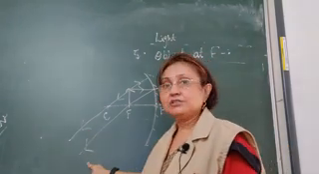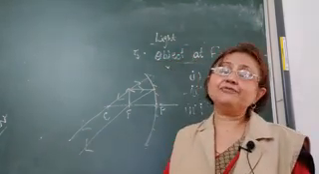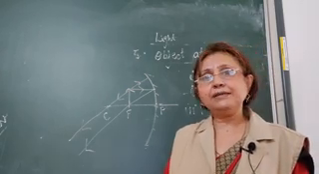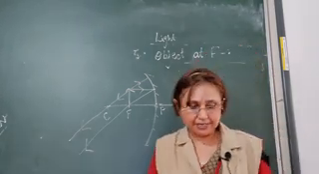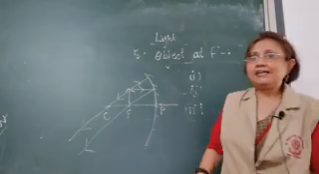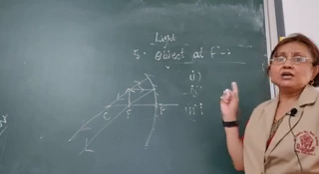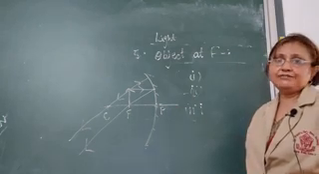And these two rays will actually meet very far away, that is at infinity. So the image will be formed at infinity. Now let us write the 3 points about the image formation. These two reflected rays are actually meeting very far away.